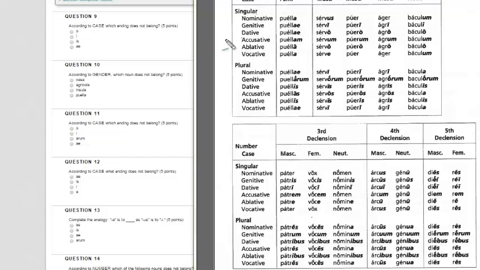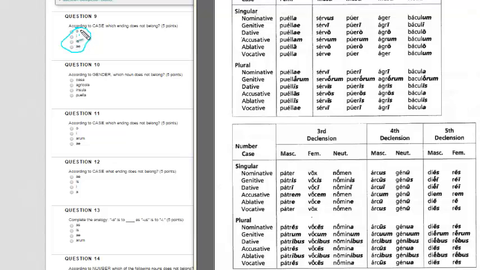Okay, so when you look at the question, "according to case, which does not belong," what it's asking you is to look at all of these awesome endings that you have right here, and which one of those doesn't really belong? Well, if we look, we have O, we have I, we have IS, and we have AE.